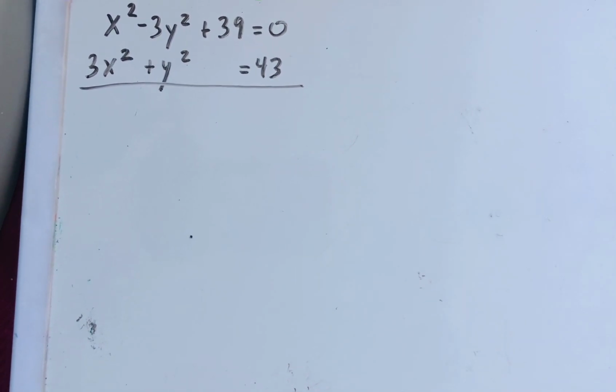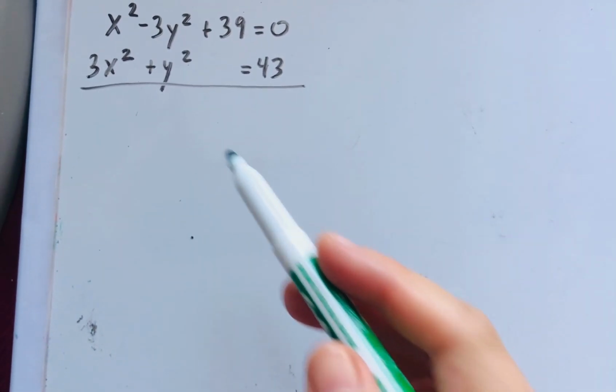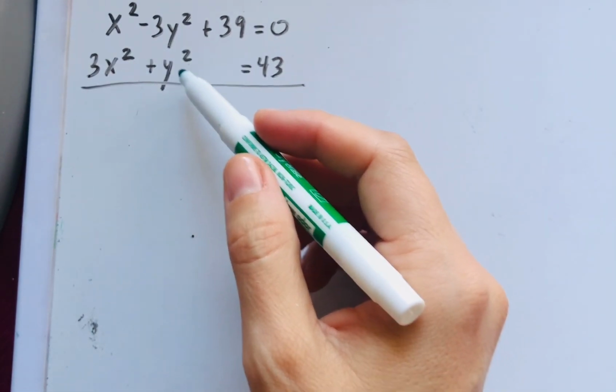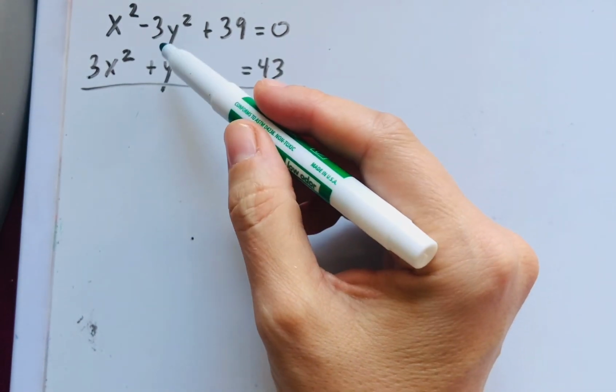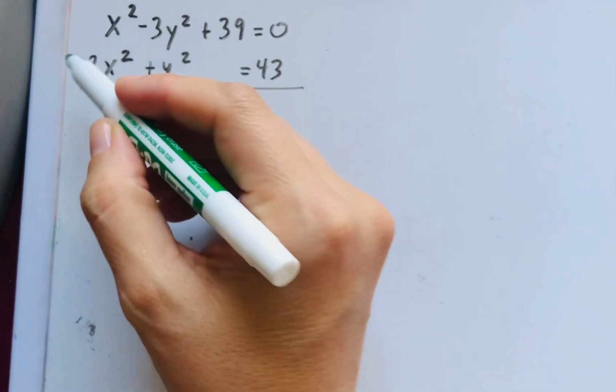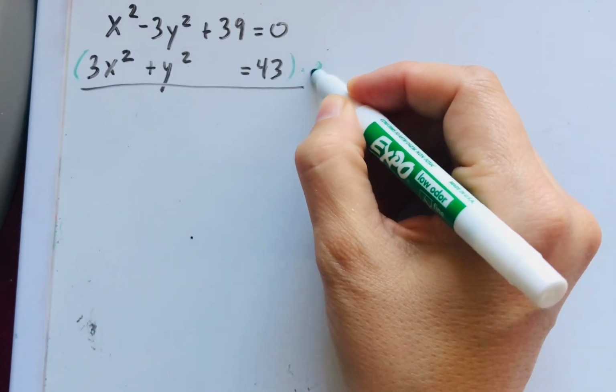And so I have to choose, would I rather eliminate x squared or would I rather eliminate y squared? In this case, I'm going to choose to eliminate the y squared. In order to do that, I would need the 3y squared to cancel out the negative 3y squared with the positive 3y squared. So that's the first thing I'm going to do, multiply equation 2 by 3.